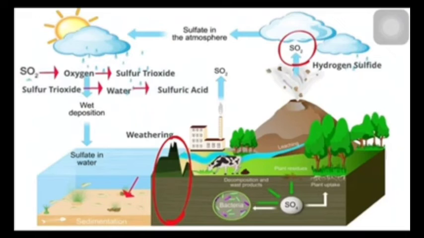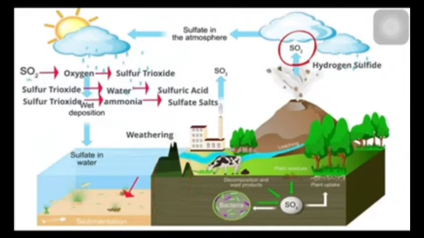Sulfur trioxide reacts with the water in the atmosphere to produce sulfuric acid. Sulfur trioxide also reacts with ammonia in the atmosphere to produce sulfate salt. The sulfuric acid and the sulfate salts fall to the earth by precipitation like rainfall.